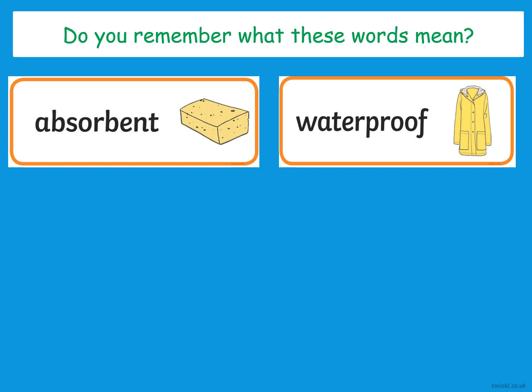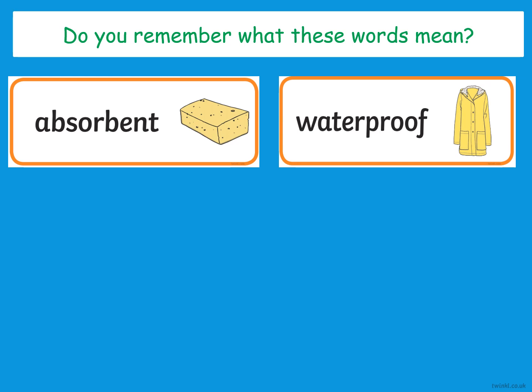So, do you remember what these words mean? We looked at them last week. So we have the word absorbent. Repeat after me, absorbent. And the word absorbent means when liquid or water soaks through the material. So it lets the water in, it soaks up the liquid.